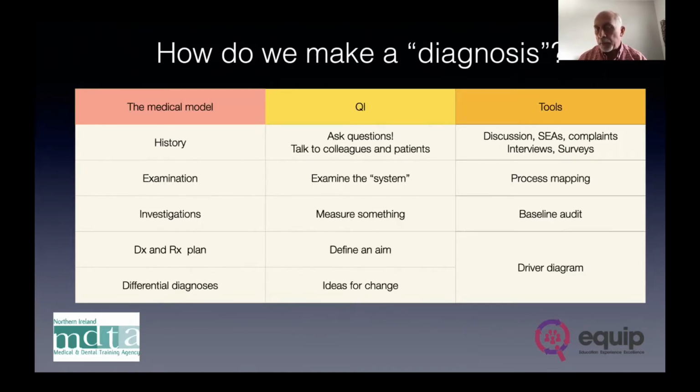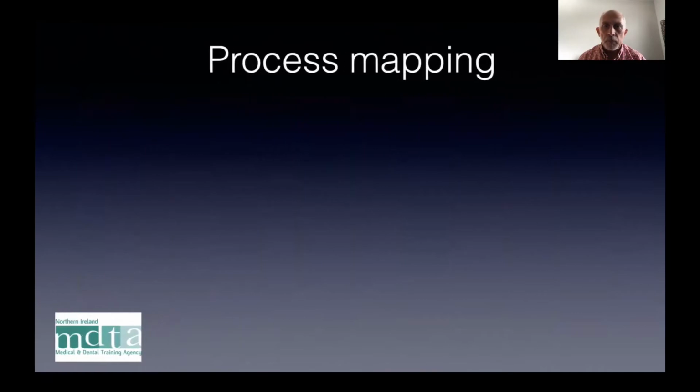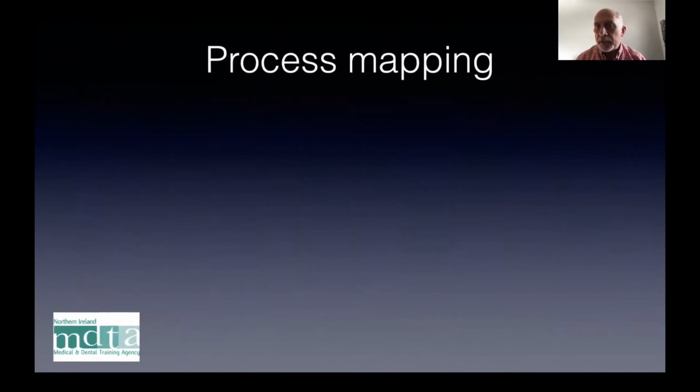And that's done by using a driver diagram, which we covered in another topic for another day. So this is a very simple process map. It kind of reflects what happens in our practice, and it's around managing patients with symptoms of a urinary tract infection. So a process map is just laying out systematically all the steps in that process.